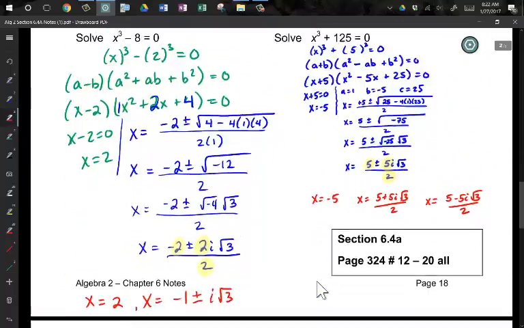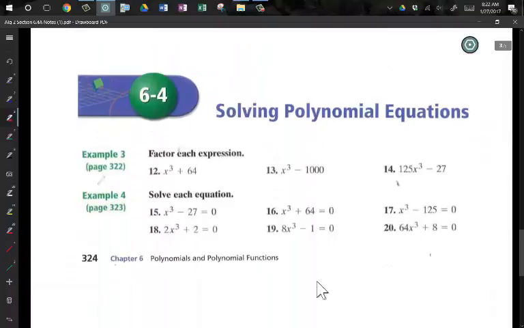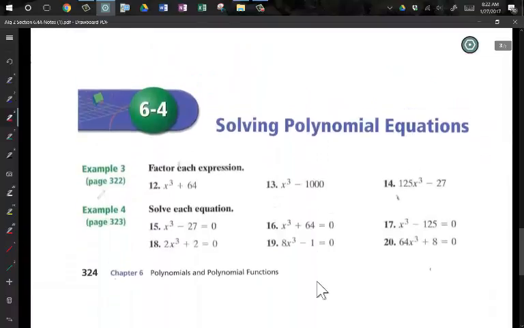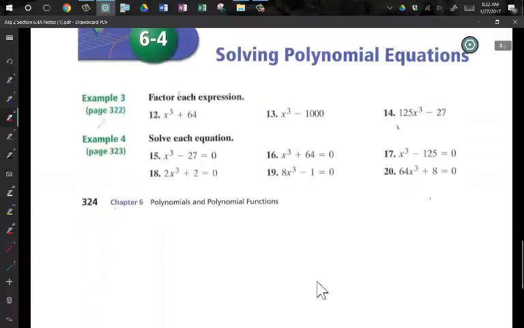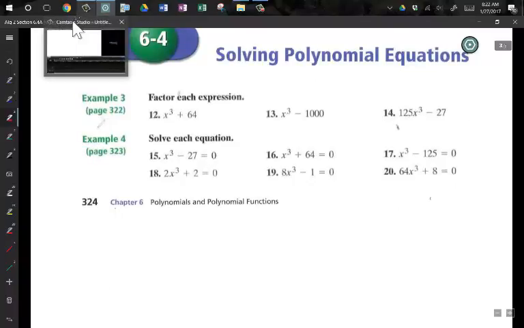Like you guys have asked, once again, we've got our problems down here for you. Make it nice and easy for you. Pretty short, 12 through 20 all. Very doable, I hope, as we work through these. So, that being said, let's try to knock this out.